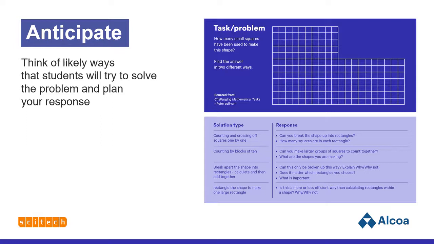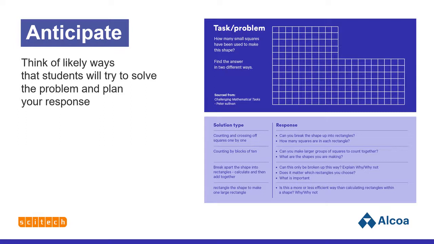The 2 images here are part of a lesson plan provided by one of our teachers for a lesson that she ran around this task from Challenging Mathematical Tasks by Peter Sullivan. How many small squares have been used to make this shape? Find the answer in 2 different ways. The mathematical goal here, I would say, is around rectangles, area, and multiplication, and the connection between those ideas.